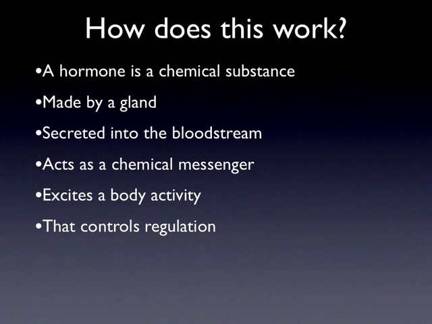So the way this endocrine system works is it makes hormones. A hormone is just a chemical, often a protein, that's made in one of these glands. They're secreted into the bloodstream. They circulate in our blood. And they reach all the tissues of our body, and they have different effects. They excite various activities in our body that allows us to regulate how our body works.